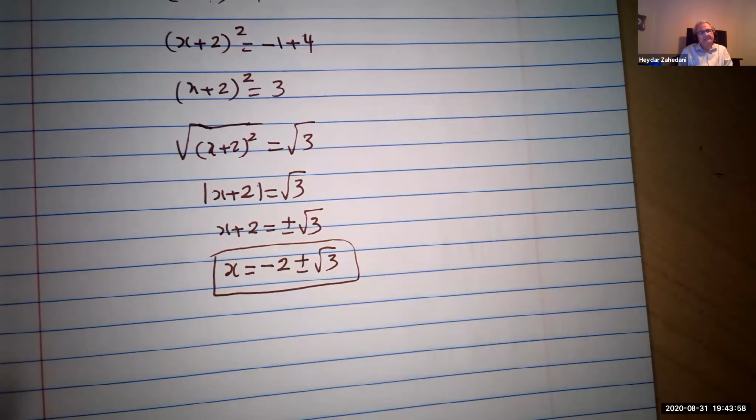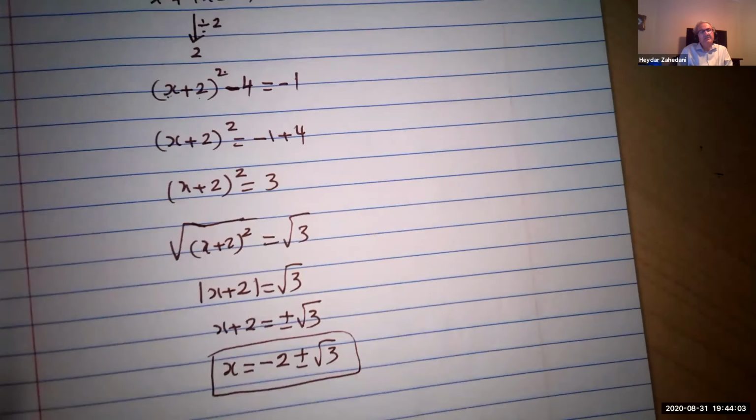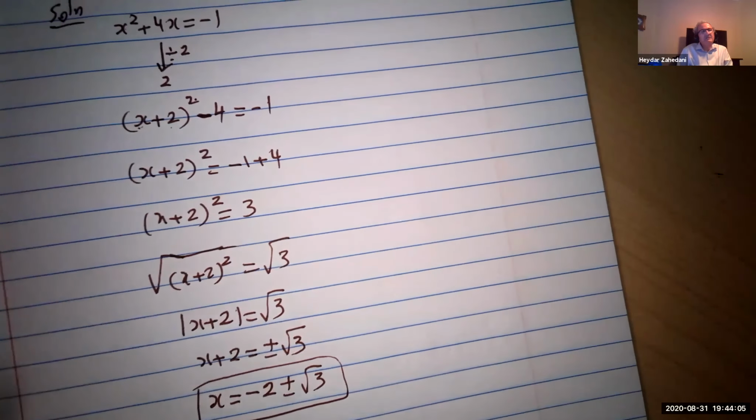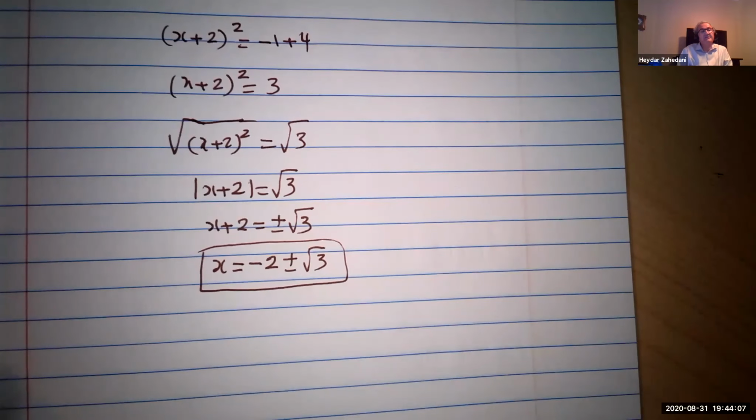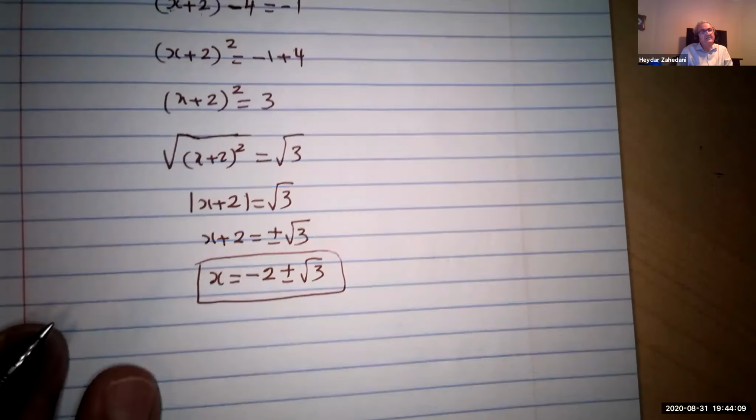Any question? So it's a nice method, and it's a very easy method, really. You can use this one to solve all the equations and don't bother about any other formulas.